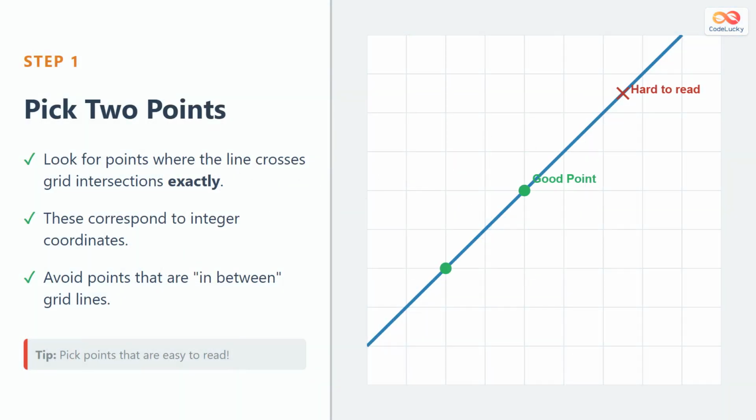The first step is to pick two good points on the line. You want to look for places where the blue line crosses the grid intersections exactly. These points will have whole number coordinates, making them easy to count. Avoid picking points that are floating in the middle of a square.